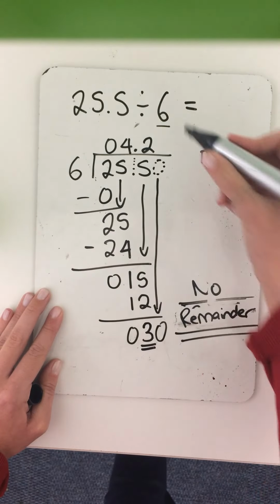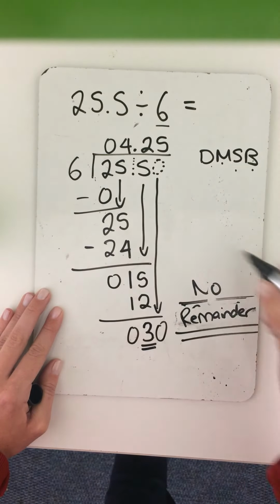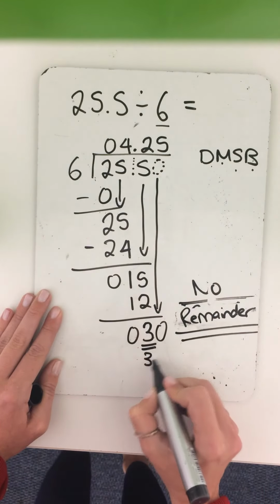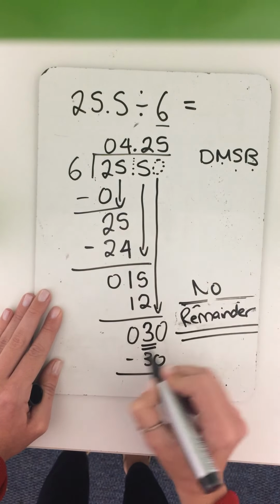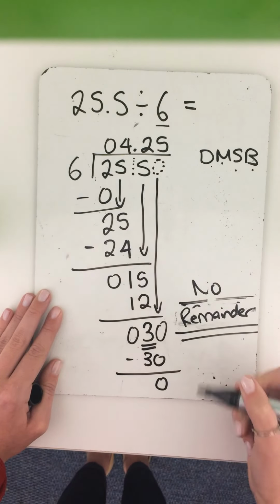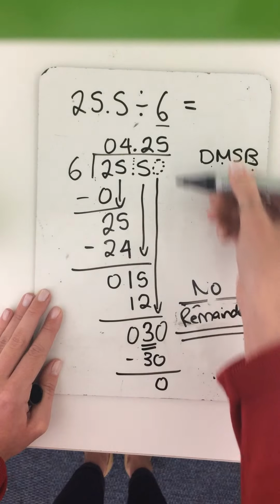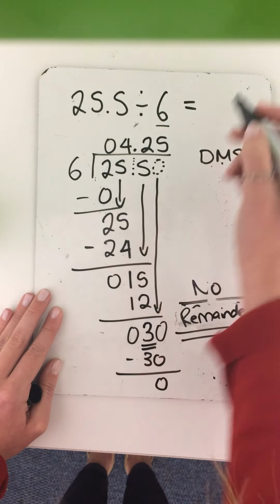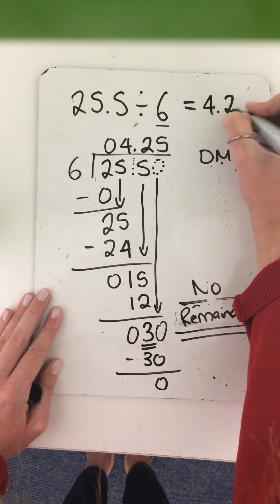6 into 30 I know goes 5 times. 5 times 6 is 30. Subtract. 30 minus 30 is 0. I have no remainder, so I don't need to bring down anything more. And my answer is 4.25.